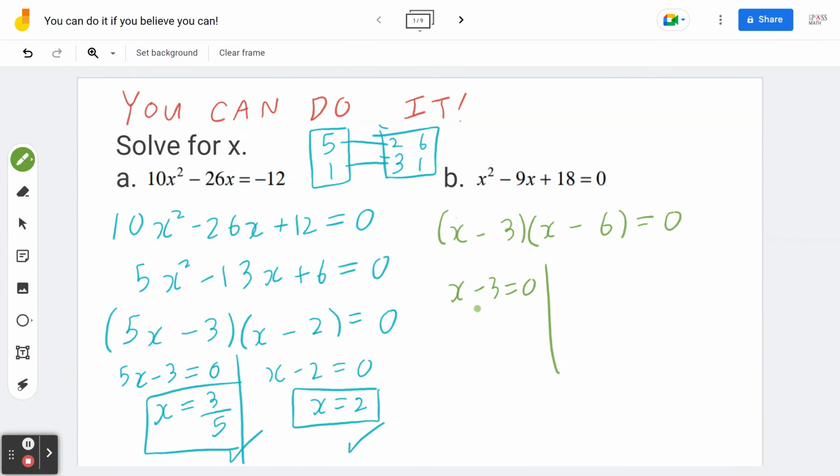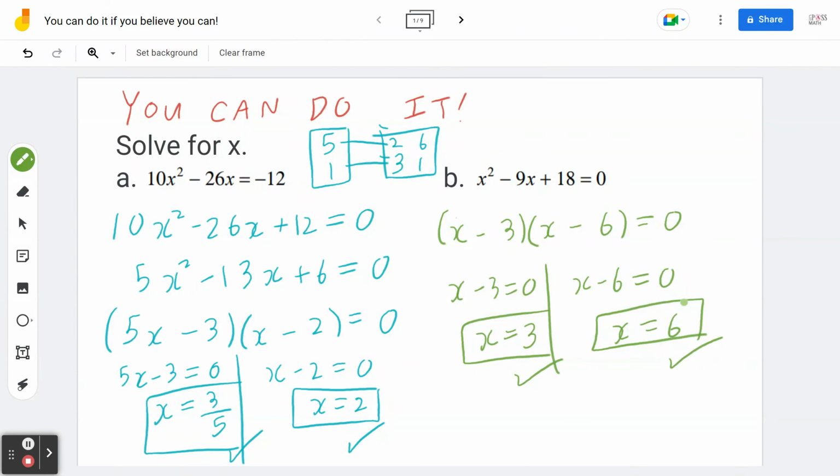This means in the first case, x minus 3 becomes 0. X is going to be 3. In the second column, x minus 6 equals 0, which means x equals 6. So again, I would encourage you to double check by plugging in 3 and 6 on the left-hand side, which will give you the same number as the right-hand side.